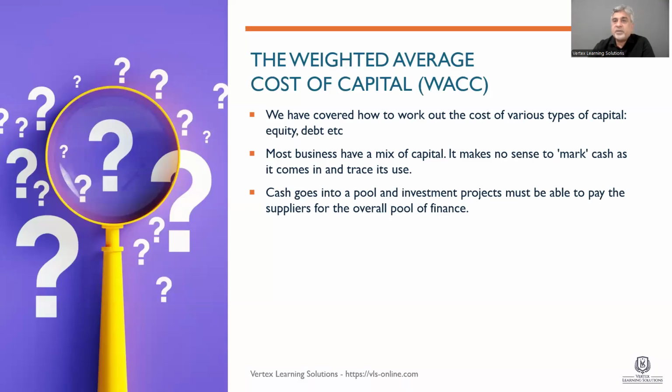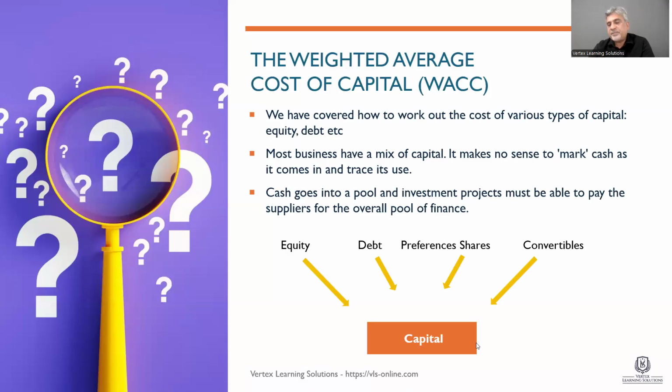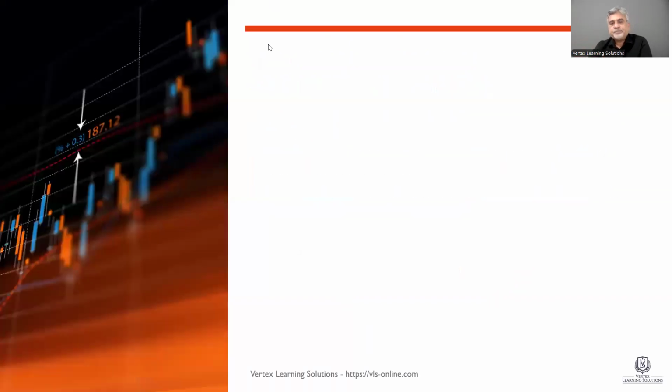So we need to calculate the average of that. This is your capital, and it has multiple sources of financing coming in, and each one of these sources has its own cost. We have already learned how to calculate the cost of equity, cost of debt, and then different types of debt, preference shares, convertibles, and so on. We already have covered that. So this session is going to conclude all of that information put together.